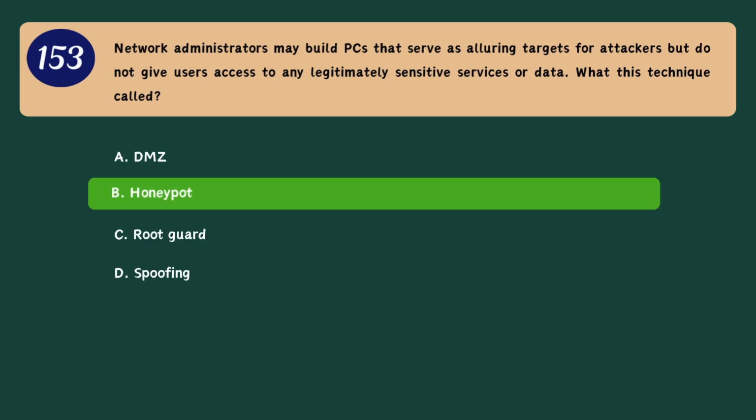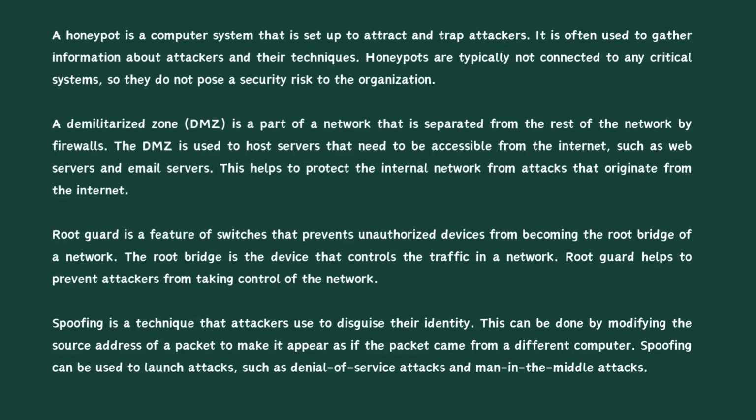Correct answer. B. Honeypot. A honeypot is a computer system that is set up to attract and trap attackers. It is often used to gather information about attackers and their techniques. Honeypots are typically not connected to any critical systems, so they do not pose a security risk to the organization.